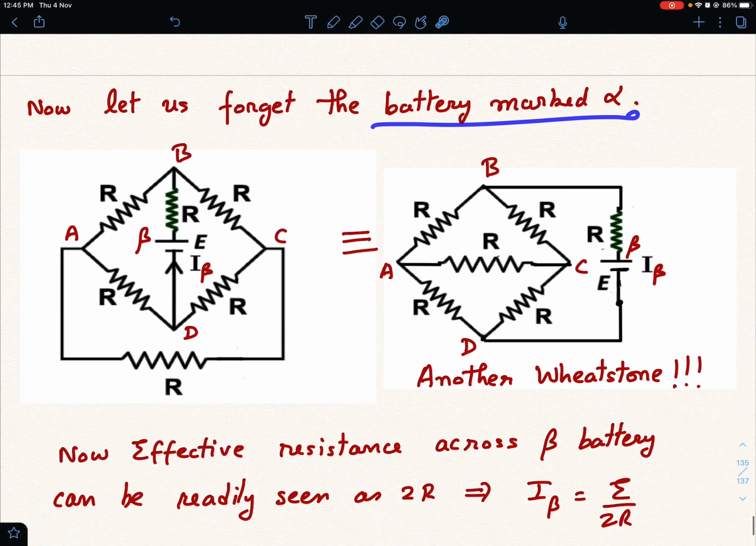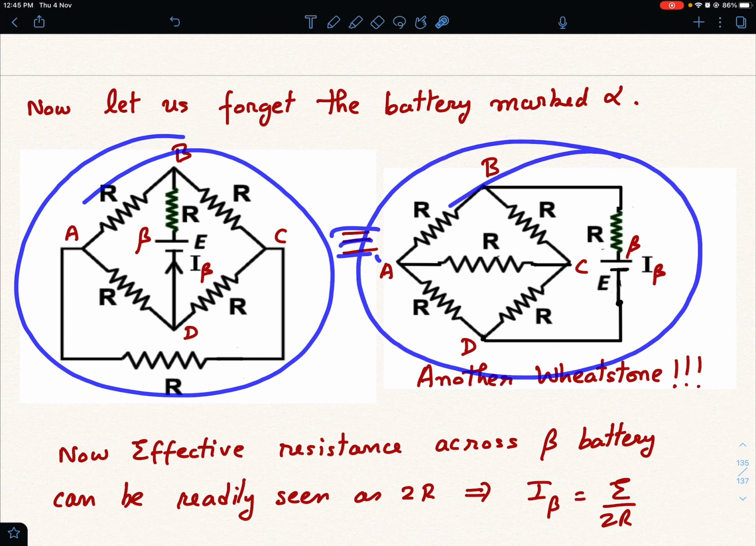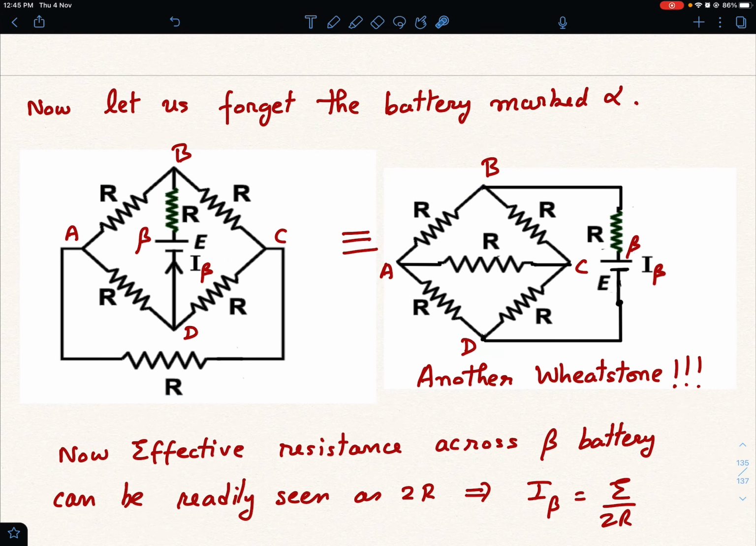Now let us forget the battery marked alpha. Now I'll forget the other battery. So I'll forget this battery and then I'll be having only the battery marked beta. So this battery I have removed and replaced by a short circuit, and now I'm having a battery marked beta. Now you see in this there is a battery and resistor in series connected between B and D, and this resistor is connected between A and C. So I have just rearranged the circuit to look like the circuit shown on the right hand side.